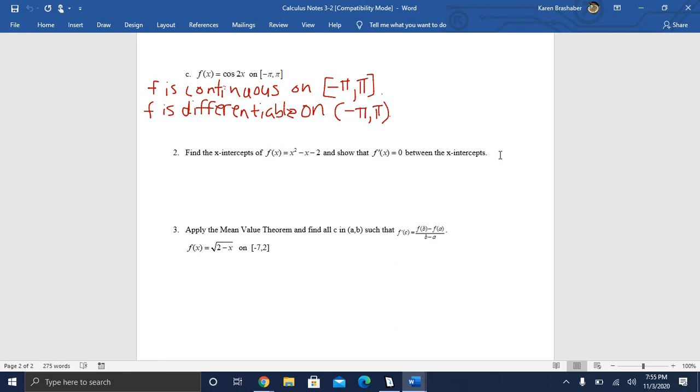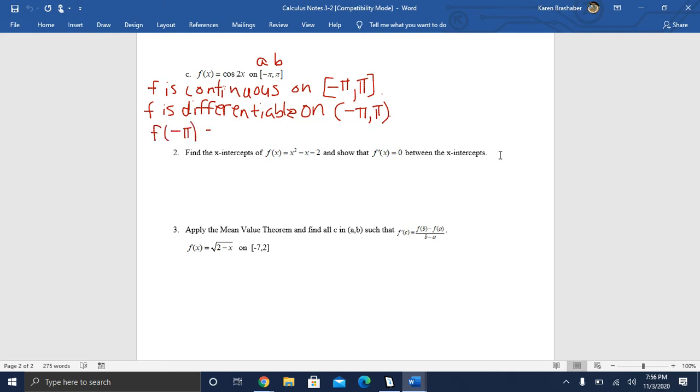And that just means there are no sharp turns. It is a cosine graph, and that's going to be smooth turns. And then the last condition that has to be true is that f of A has to equal f of B. So negative pi is your A, positive pi is the B in this interval. So we have to check f of negative pi.